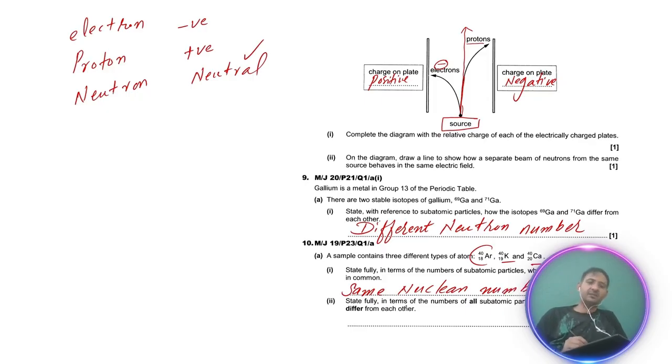State fully, in terms of the numbers of all subatomic particles, how these atoms differ from each other. They have different neutron numbers. You can even say different proton and neutron numbers. You can notice their proton numbers are different: 18, then 19, then 20.